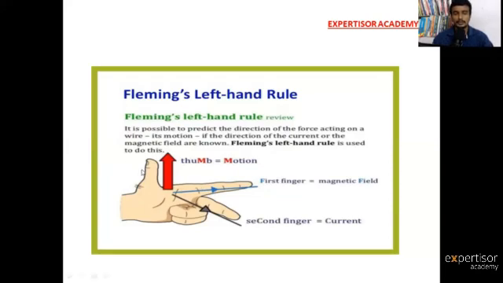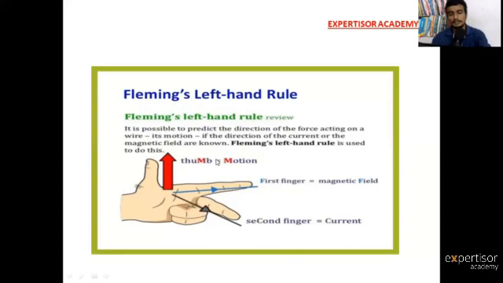At that moment, the thumb of the left hand represents the force applied on the conductor or motion of the particles. Next, the forefinger or first finger represents the direction of the magnetic field. The middle finger or second finger represents the direction of the current, or the direction of the current or charged particles also. Okay. So this is Fleming's left hand rule.